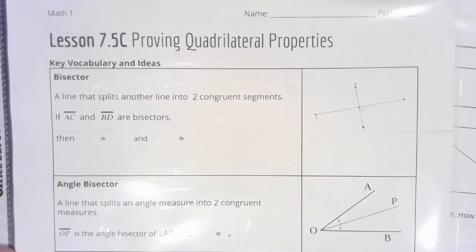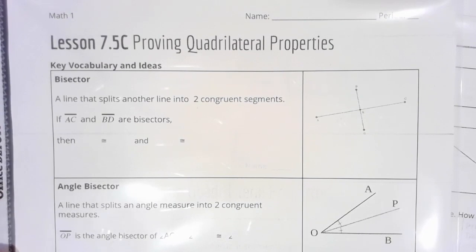This is the video lesson for 7.5c, where we are going to be using congruent triangles to prove different properties about quadrilaterals. So I'm going to switch over to the worksheet for today. Make sure that you have this from Google Classroom, either print it out or open on your computer. You can also show your work on a separate piece of paper and submit that.